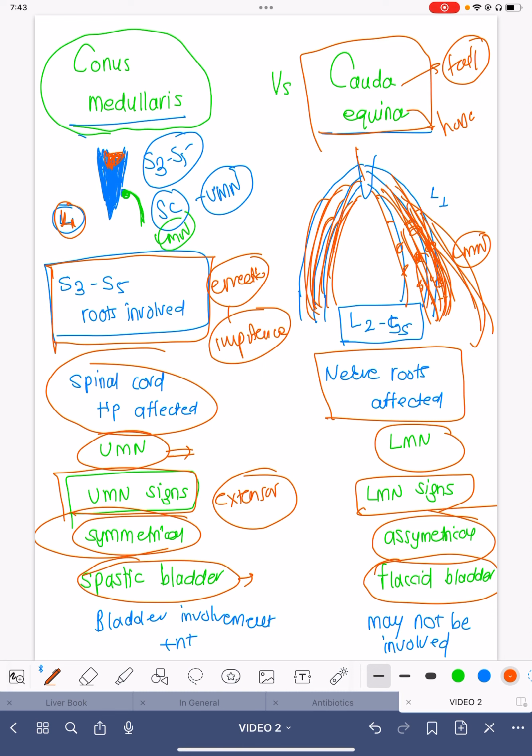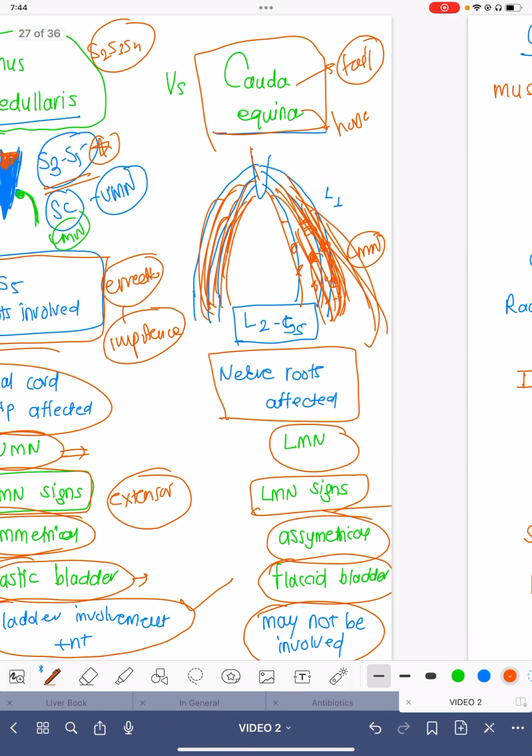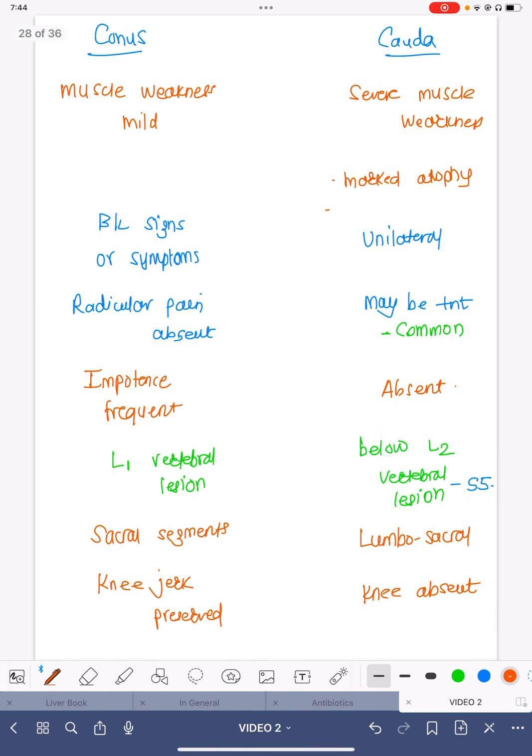And in conus, as we know, this is the typical S3, S4, S5 involvement, which is very much required for bowel, bladder, and sexual function. We have a very good mnemonic, that is S2, S3, S4, keep the pee off the floor, meaning it is required for bladder function. So conus medullaris very commonly involves the bladder. Bladder involvement is much earlier in conus medullaris, whereas it is late in cauda equina because it is usually unilateral.